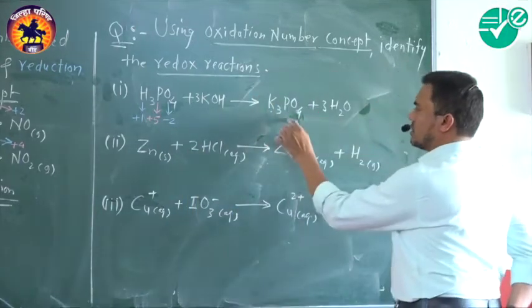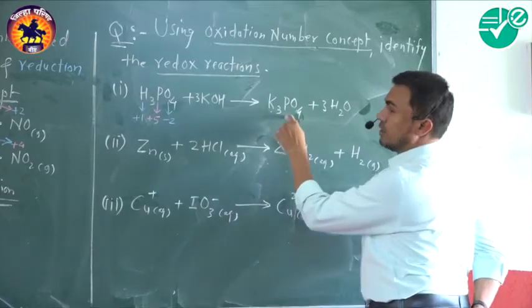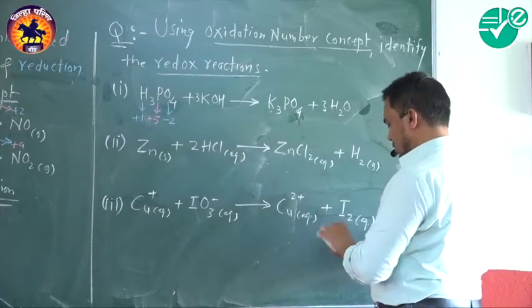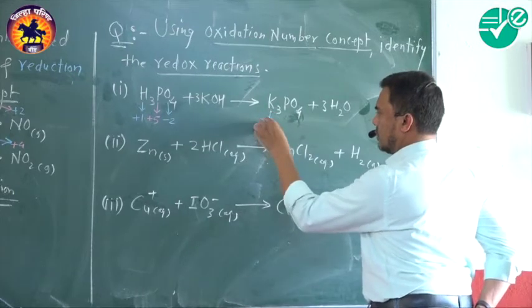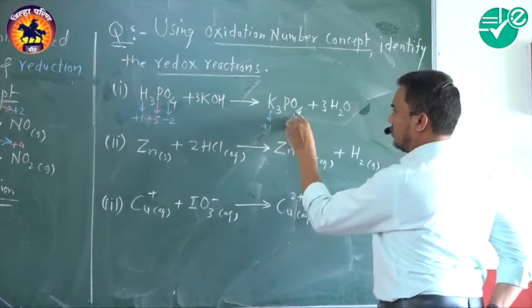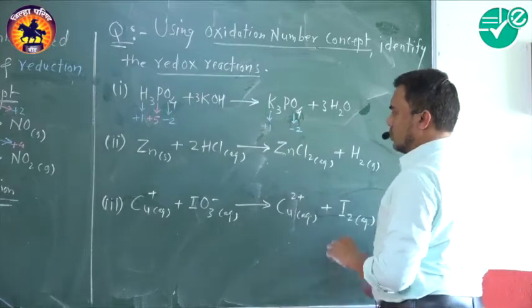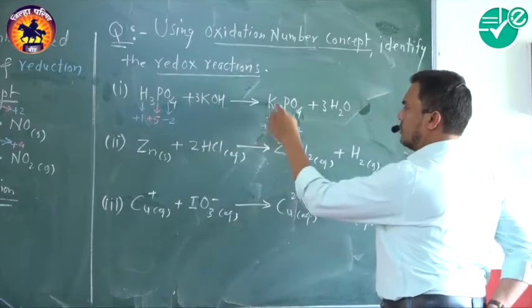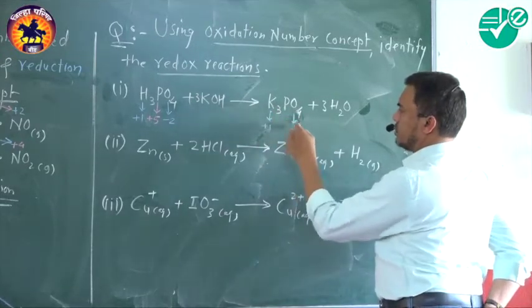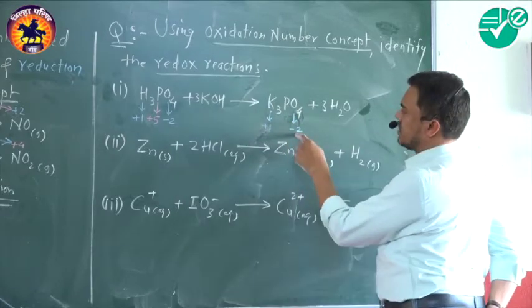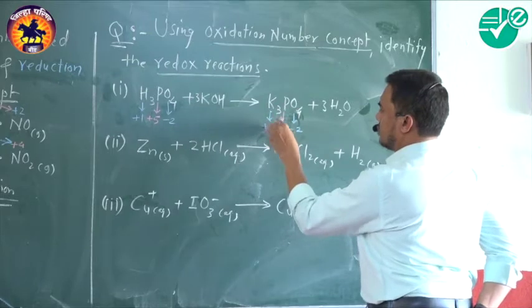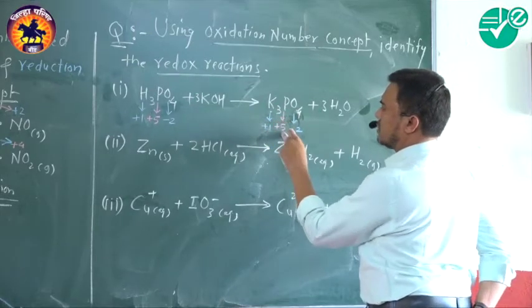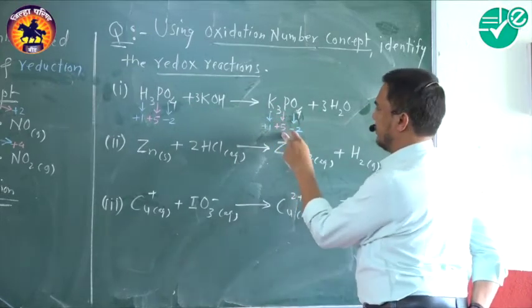Look at the oxidation state of phosphorus in the product. Here the potassium is +1, so we'll write +1. Oxygen is -2. Total potassium is 3, so +3. Total oxygen, so 4 times -2 is -8. So it is calculated: the oxidation state of phosphorus comes to be +5.